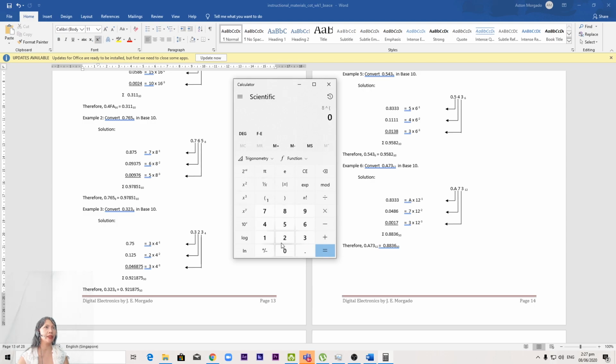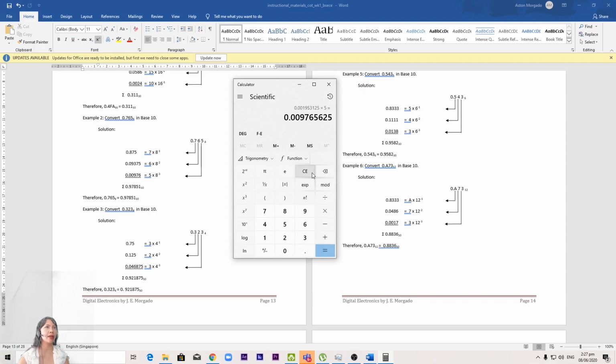Next, 8 raised to negative 2 times 6. So we have 0.0938, or 0.09375. We have the same answer here. And then third, we have 5 times 8 to the negative 3. So 8 raised to negative 3 times 5. We have 0.00976, or 977.